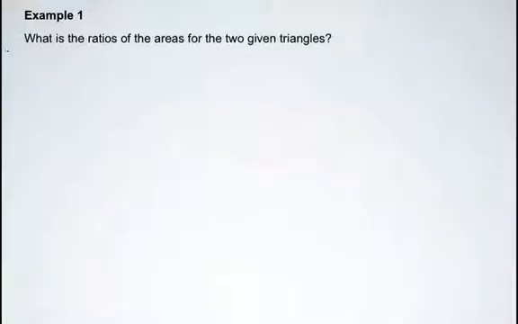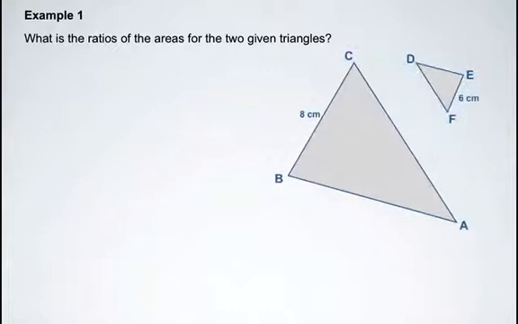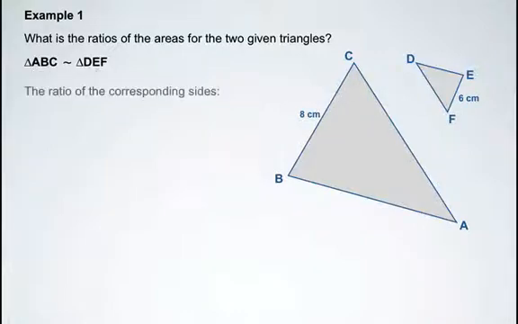In this example, we're going to take a look at what the ratio of the areas are for two given triangles. Here are triangles, triangle ABC and triangle DEF, both of which have one side length indicated. We're also given that triangle ABC is similar to triangle DEF.